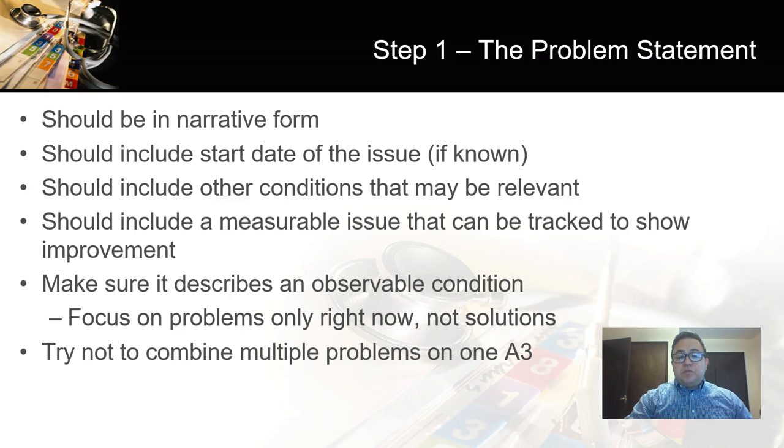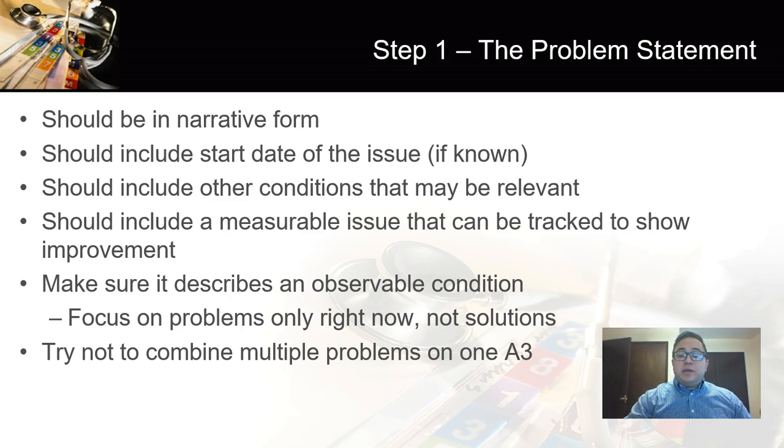Sections 1 and 2 of the A3 are the issue and background, which collectively comprise the problem statement. They should be in regular language narrative format so that anyone can pick up the form and know the nature of the problem. It should include a start date if there is one, and any other relevant conditions. It should be measurable, and this is important for later purposes. It should describe an observable current condition.